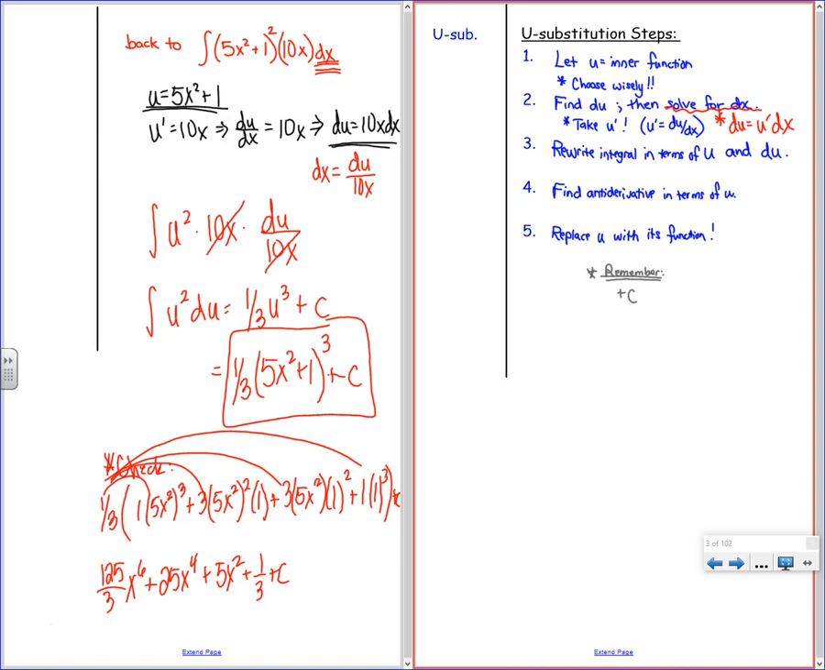If there are still x's left, well, we have to figure out something to get rid of those x's. Once we get a du in our integral, we are not allowed to anti-derive until everything is in terms of u. No x's are allowed to remain, but they could be there for a little bit until we figure out a way to substitute for them. Replace u with its function after you find the antiderivative, and don't forget your plus c. As you guys were writing, does that kind of seem to match what we were doing?